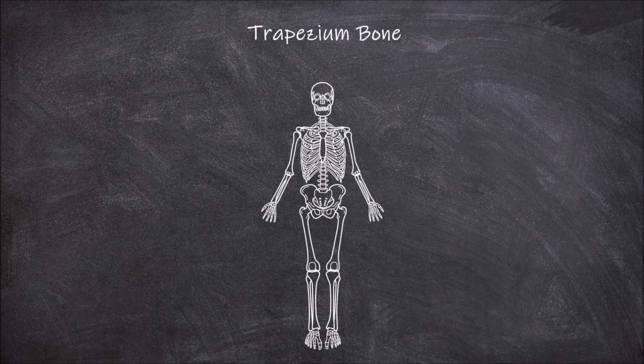In this video we're going to go over the structure of the trapezium bone. This bone is also known as the greater multangular bone. The trapezium bone is located, when in anatomical position, on the lateral side of the wrists of each hand.